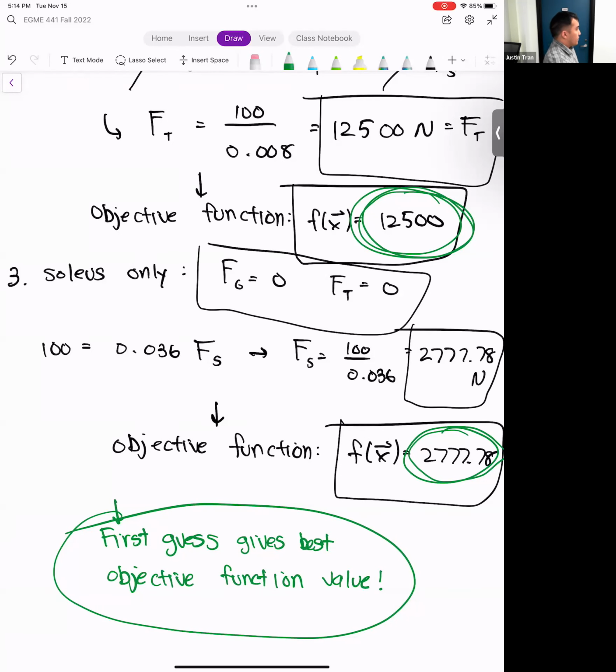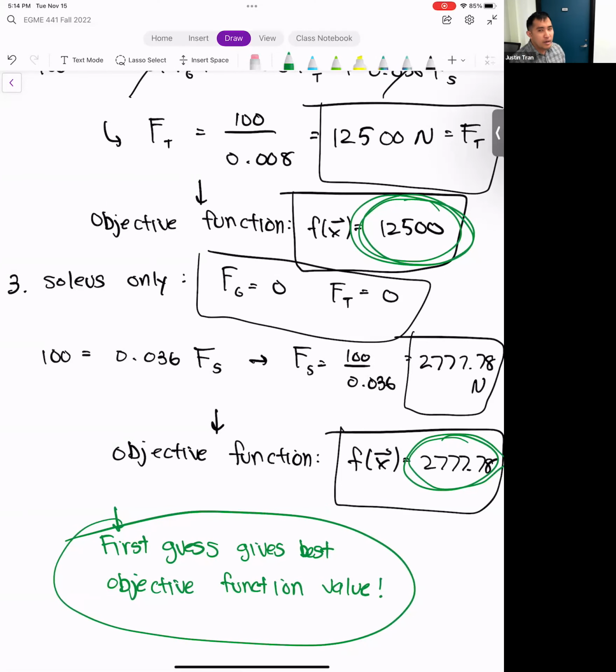Right. And so that's, we've basically performed an optimization by hand. This is a very simple example. We did a very simple objective function that we can compute by hand, and it actually has a very simple result that you could have solved for without optimization. Basically the muscle with the largest moment arm is going to have the lowest amount of force needed, because we're doing our optimization based on the moment.